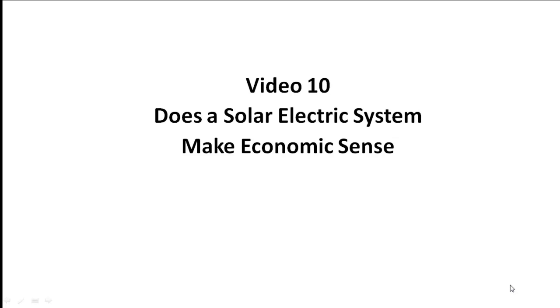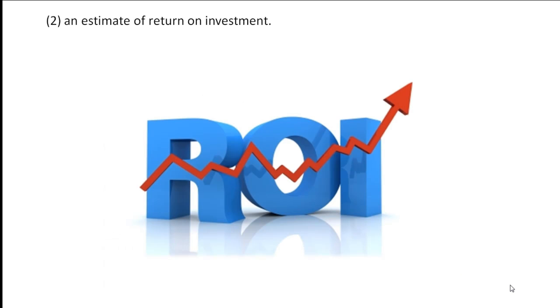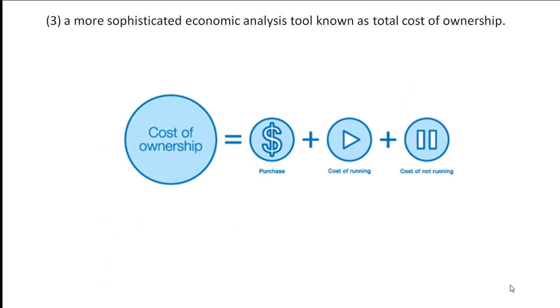Video 10. Does solar electric system make economic sense? At least three options are available to analyze the economic costs and benefits of a solar electric system. Number 1. A comparison of the cost of electricity from solar electric systems with conventional power or some other renewable energy technology. Number 2. An estimate of return on investment. Number 3. A more sophisticated economic analysis tool known as total cost of ownership.